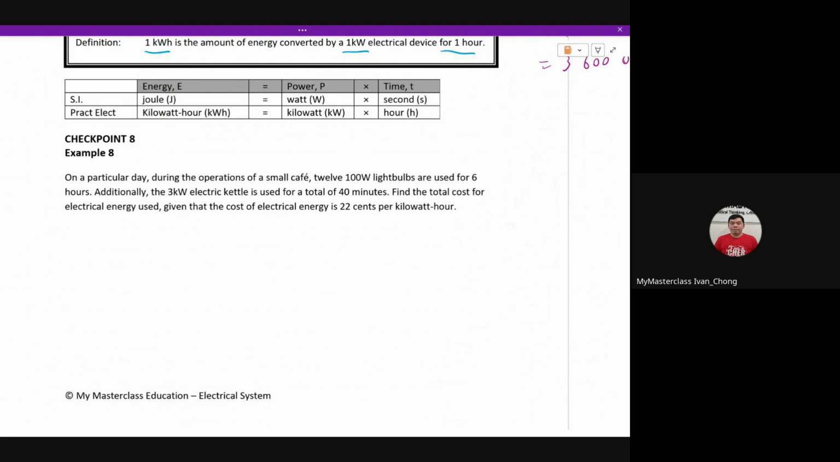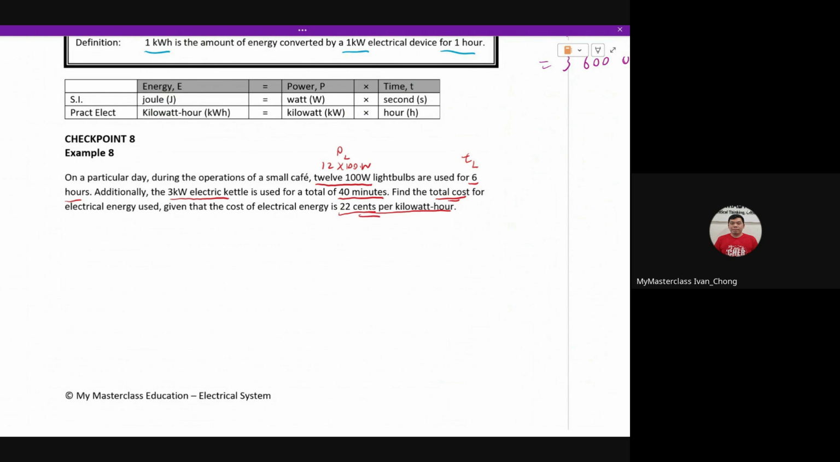Number one, you have 12 100-watt light bulbs. This is the power of the light bulbs, and you use them for 6 hours. This is the time for the light bulbs. Then you have a 3 kilowatt kettle and you use it for 40 minutes. You want to find the total cost. And they tell you the cost of electricity is 20 cents per kilowatt hour.